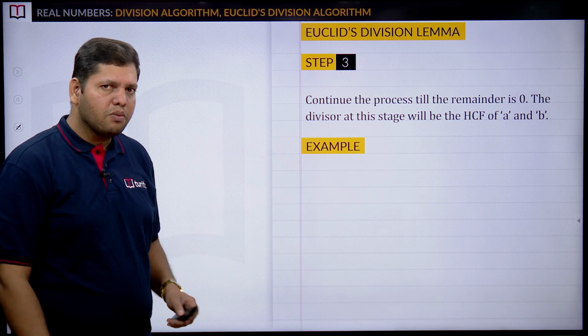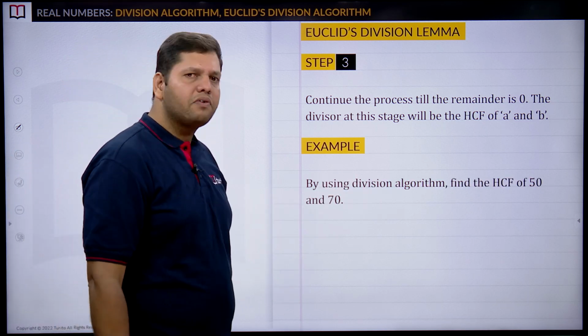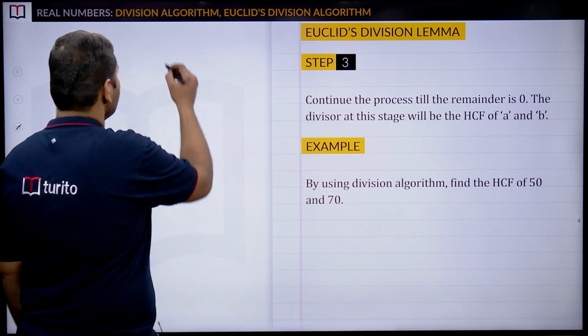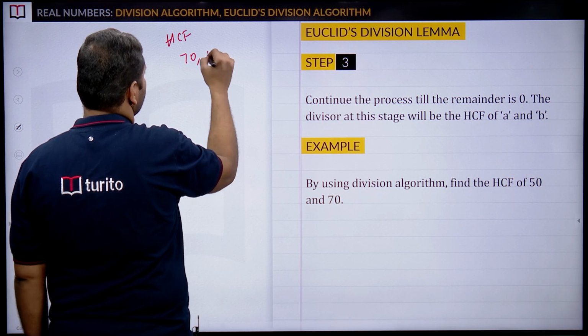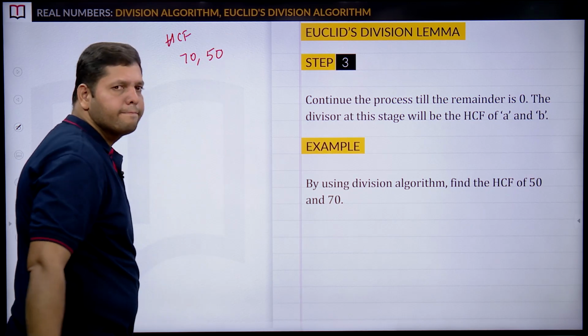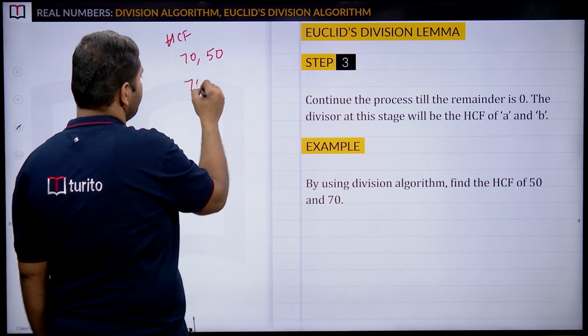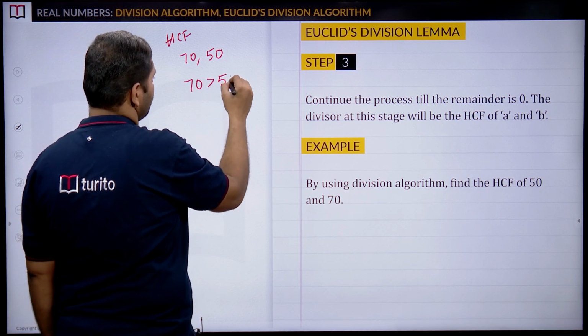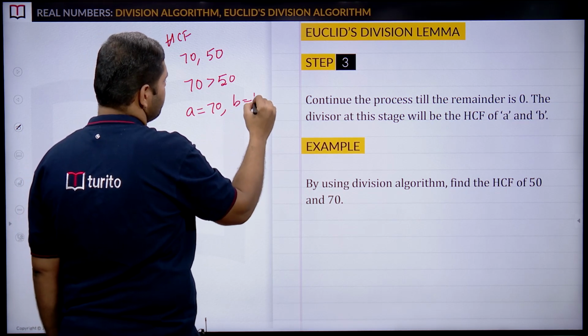Now children, let us see a small example. By using the division algorithm, find the HCF of 50 and 70. Children, I want to find the HCF of 70 and 50. Here, first we will take 70, which is greater than 50. So we can take A is equal to 70 and B is equal to 50.